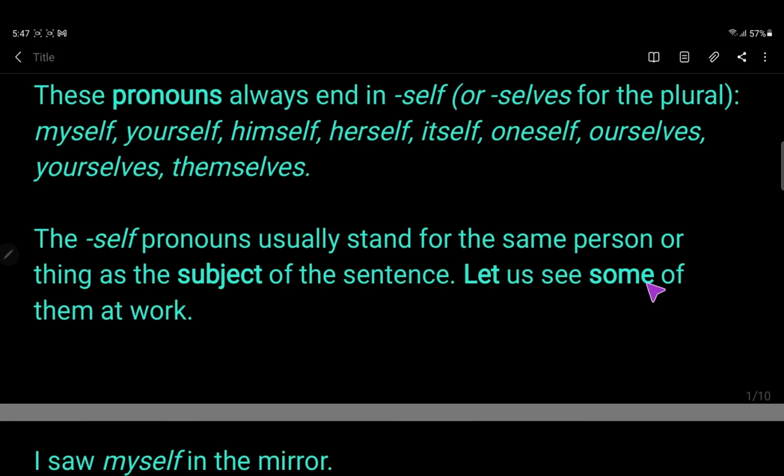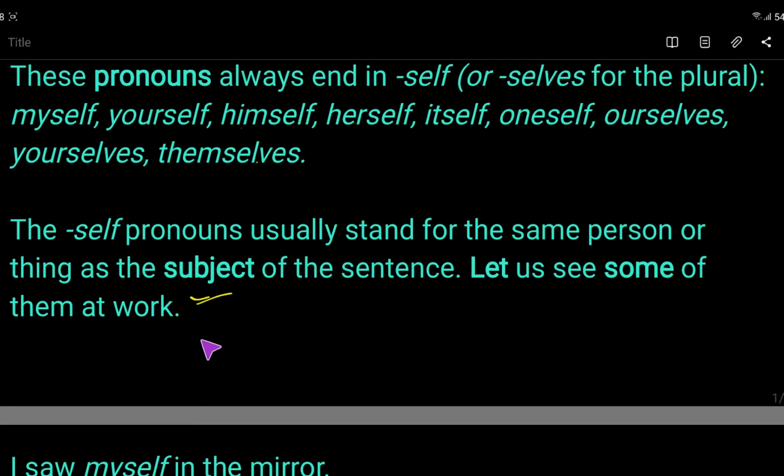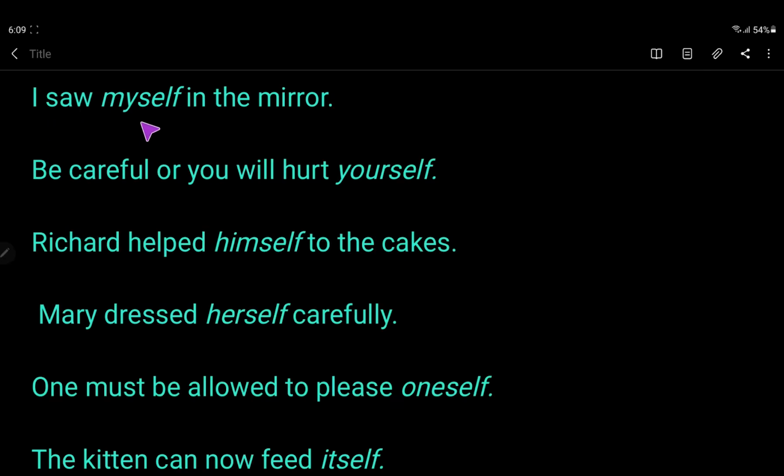Let us see some of them at work. Let's see some examples, then it will be clearer for us. In this sentence, I saw myself in the mirror, I is the subject. In place of I, myself is used. This is a pronoun, though it is used in place of another pronoun; that does not matter, it is just reflecting the subject. Next sentence: Be careful or you will hurt yourself. Here the subject is you, and in place of it yourself is used.